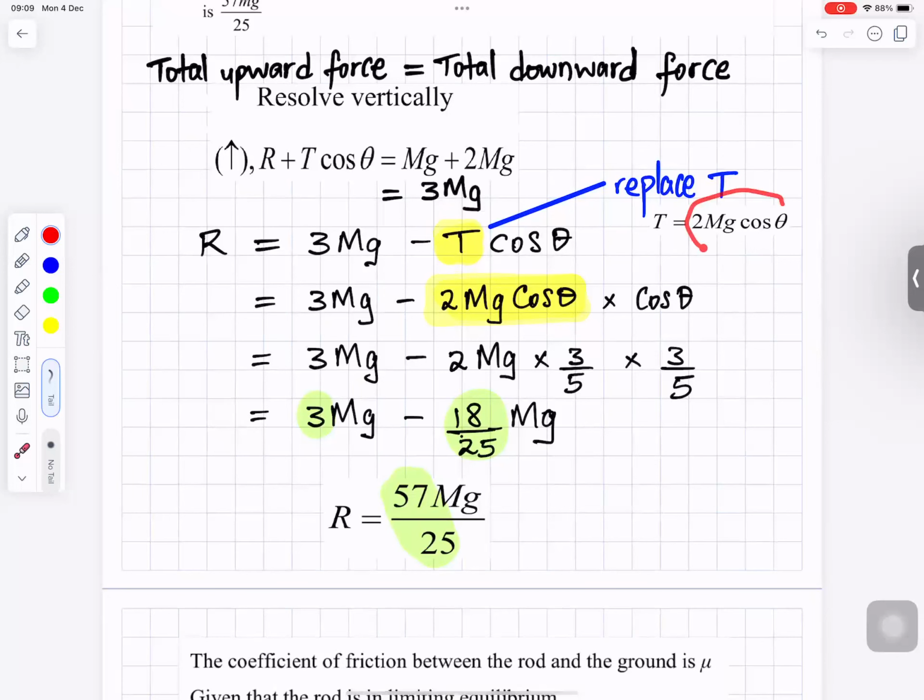So we know T is 2mg cos theta. So you replace T with that 2mg cos theta. And from there now you substitute for cos theta. And then you will do the numbers with your calculator. 3 minus 18 over 25. And then you get 57 over 25 mg.